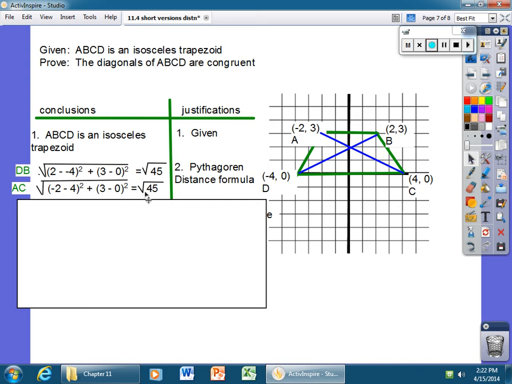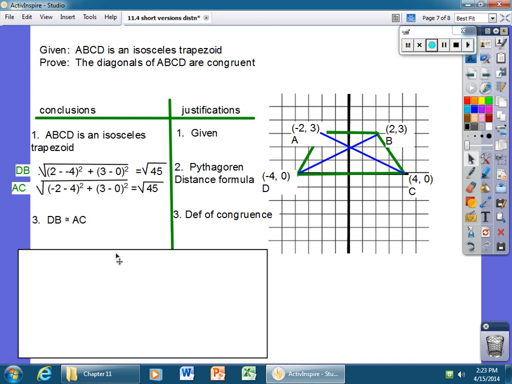36 plus 9 is 45. So I used the distance formula to show that the distance from A to C is the square root of 45. I did the same thing for DB. 2 minus -4 is still 6. 3 minus 0 is 3, so I added those together and I got the square root of 45. Okay. I can now say that DB is congruent to AC, which is the definition of congruence.